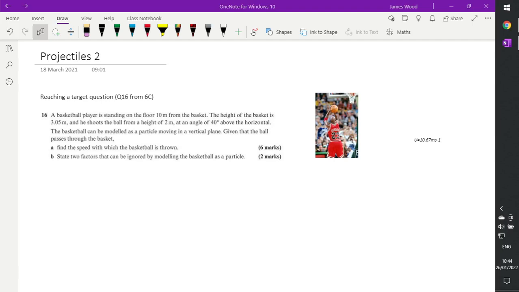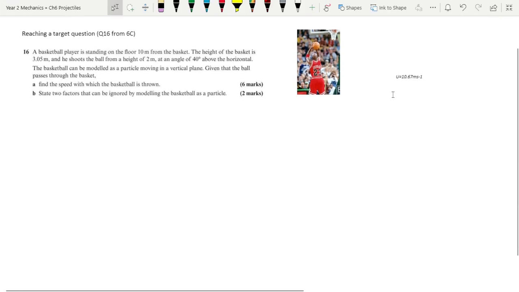So in this second lesson, I wanted to focus on some of the more complicated questions. We're actually going to have a look at two of the harder questions from exercise 6C that you set before. So don't worry if you found some of those a little bit tricky.